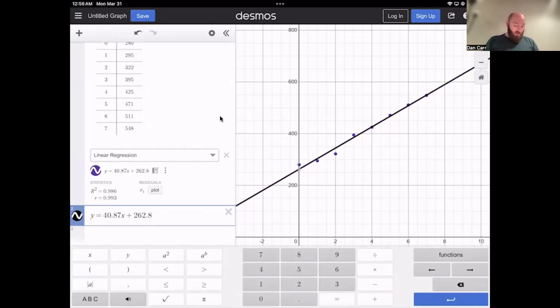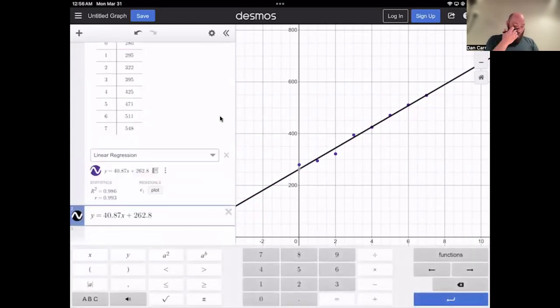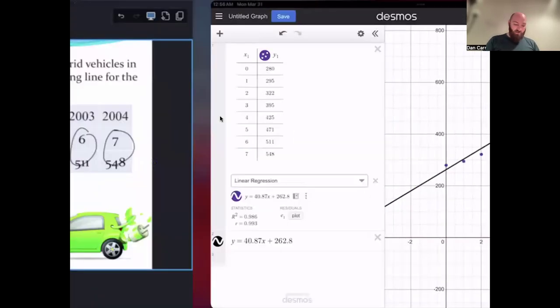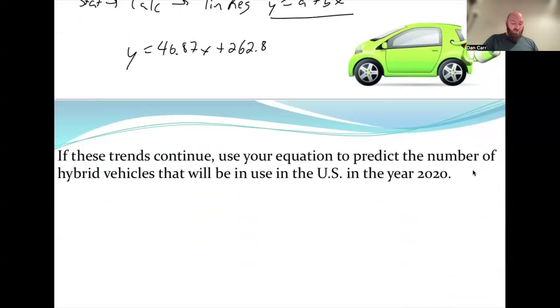The other important number that you can tell from here is R. R is 0.993. That's a really good, strong correlation there. Okay. And that's it right there. So I'm going to go ahead and write this down. So 40.87x plus 262.8. So y equals 40.87x plus 262.8. So now, using this information, I'm going to use it to make predictions.